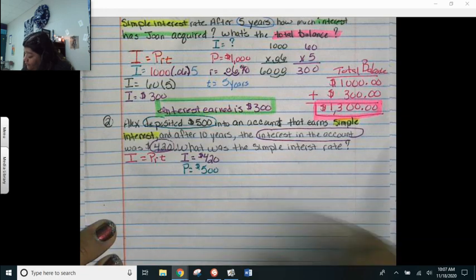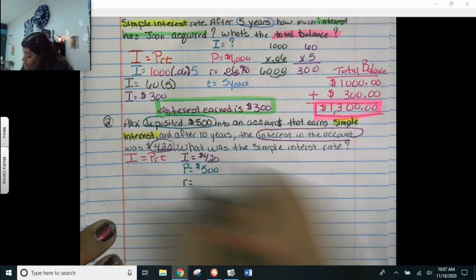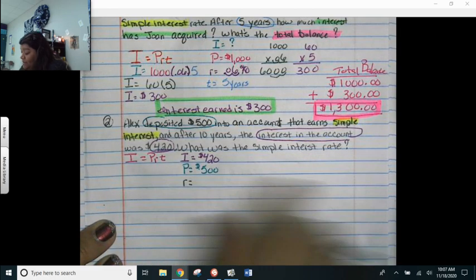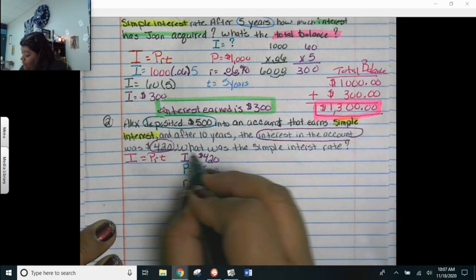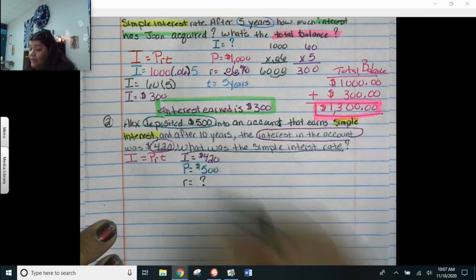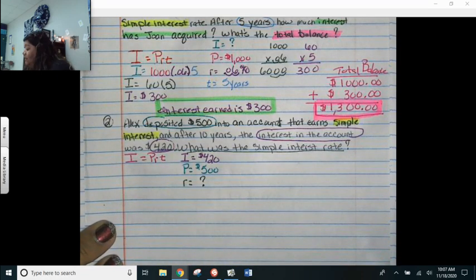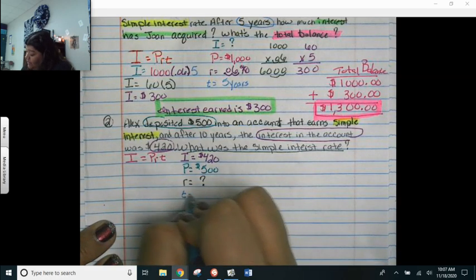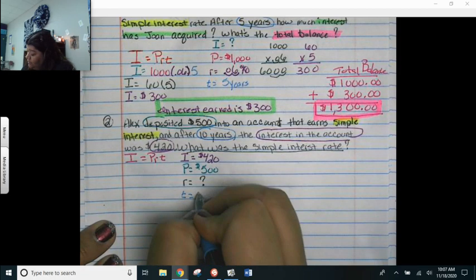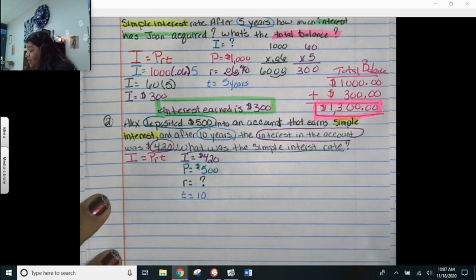R is my percentage. And you know what, guys? I don't see a number with a percent. And actually, they're asking for what is the rate. So this one is the unknown. Okay, that is my variable. And then T is time in years. And I do see something that says 10 years. So there's my 10. Okay, so I've identified all the variables.